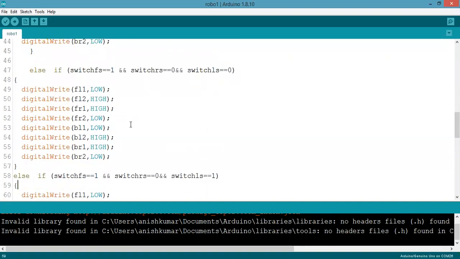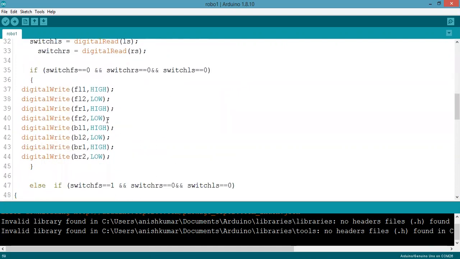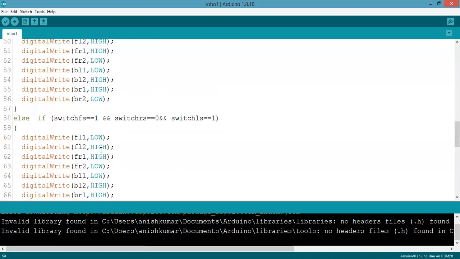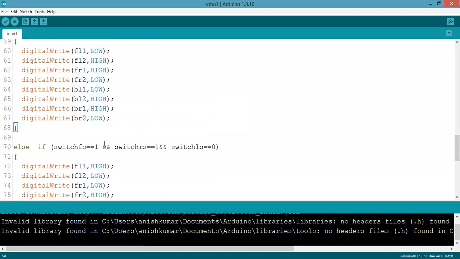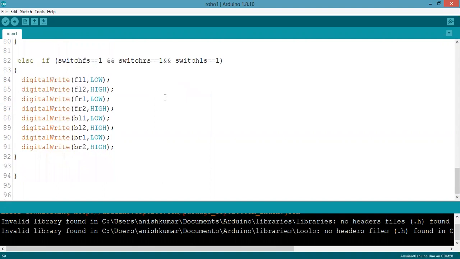It will check: if there is no obstacle, the first condition will be satisfied, so it will move forward. Next, if there is any obstacle in the front, it will move towards the right. Next, if there is an obstacle on the right side and front side, it will move to the left side. And if there is an obstacle on three sides, it will move backward. This is the program. Next I'm going to show the output.